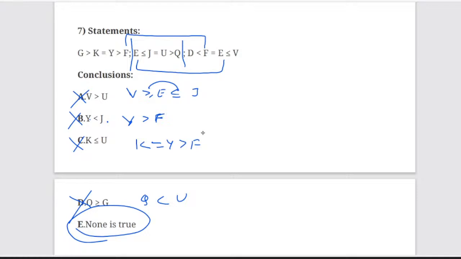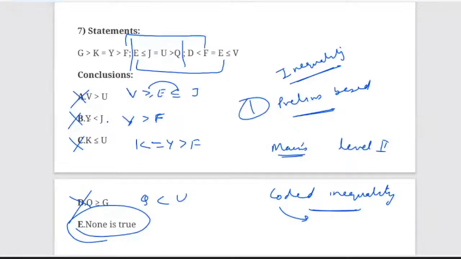Okay. The prelims-based are only very simple questions, and the mains-based, or we can say level 2, is coded inequality. The basic inequality will be taken when it is asked directly. So any type of question, irrespective of the number of statements, either one statement, two statements, three statements, four statements, you can solve like this only.